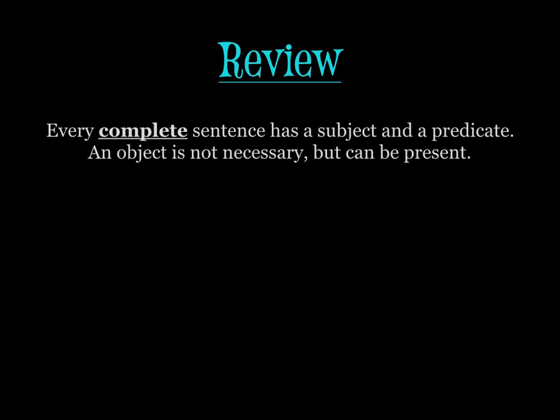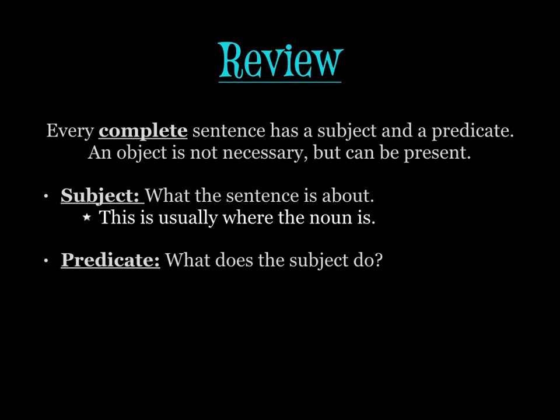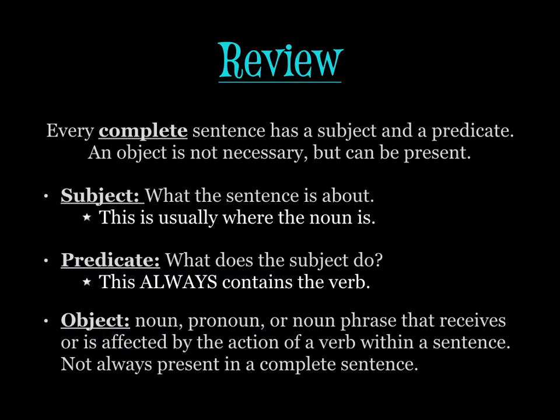So just a quick review. Every complete sentence has a subject and a predicate, maybe an object, but it is not necessary. Subject is what the sentence is about, where the noun is. Predicate is what the subject does, where the verb is. And the object is the noun, pronoun, or noun phrase that receives or is affected by the action of the verb in a sentence. Not always present. But what is always present in a complete sentence? Yes, that is, it expresses a complete thought.